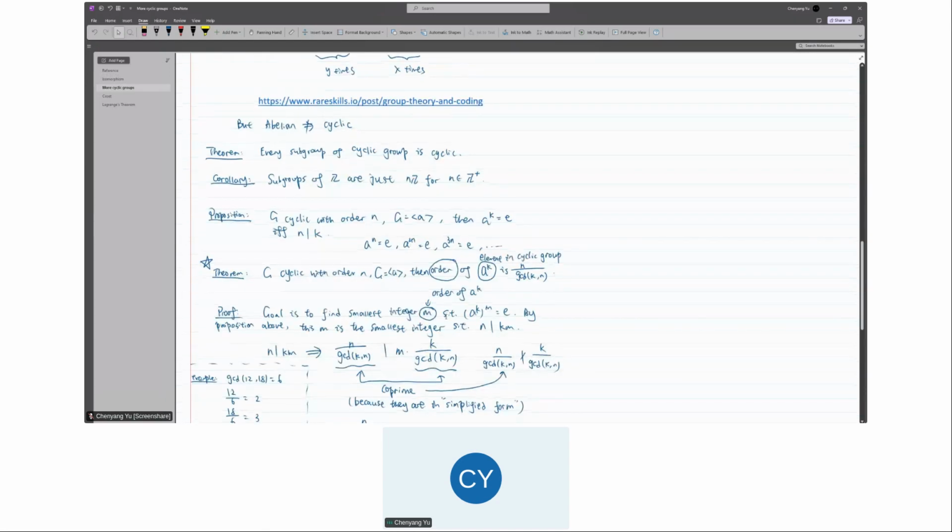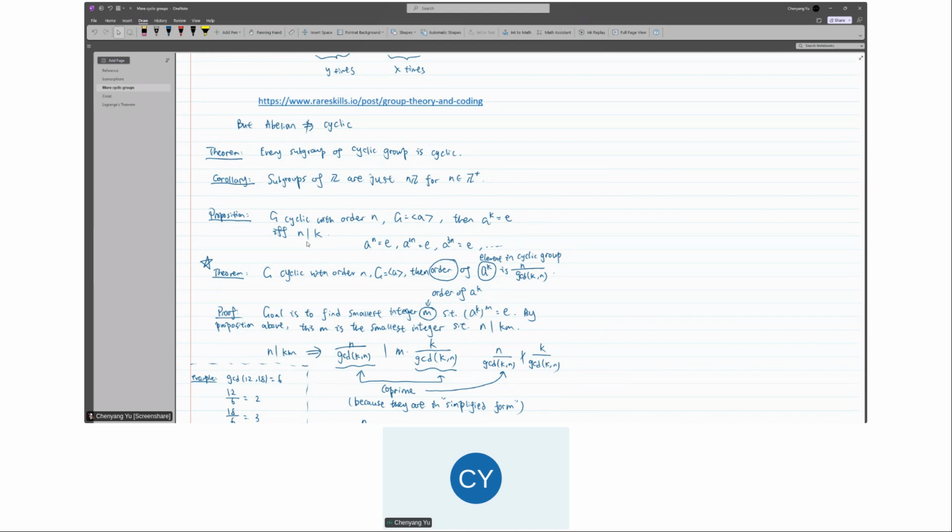And let's continue. Oh, this is a pretty fun one. Proposition: suppose a group G is cyclic with order n, generated by A. Then I claim that A to the kth power is the identity if and only if n divides k. I think this is pretty obvious.